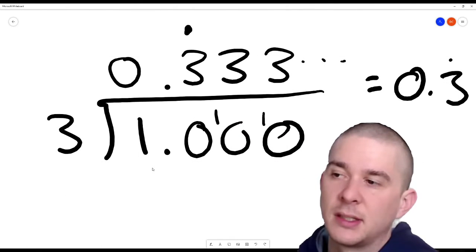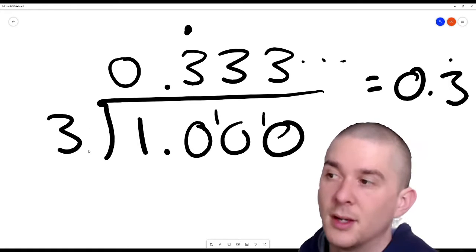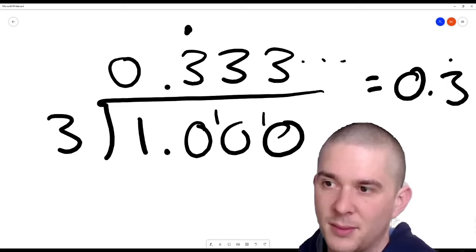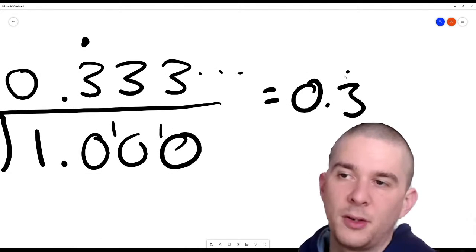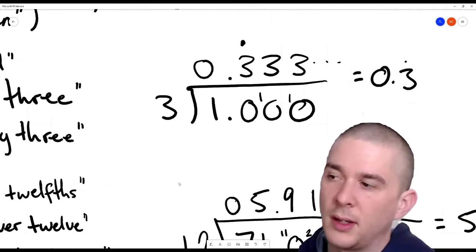Then 3 goes into 10 3 times, so 9, with a remainder of 1. 3 goes into 10 3 times, remainder of 1. And you can see that this will repeat. This will be 0.3 repeater. Or if we rounded it, we could call it just 0.3.